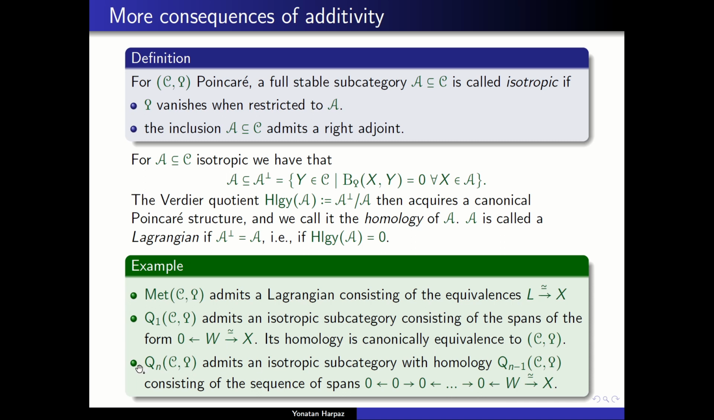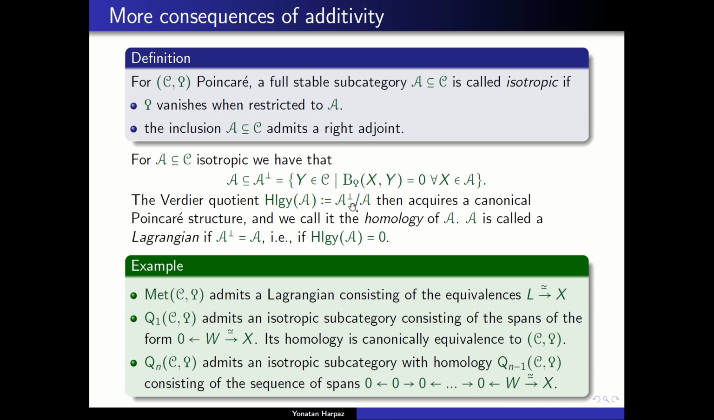And similarly, in Qn of C with Φ, there is an isotropic subcategory consisting of those sequences of spans which start from 0, they go 0, 0, 0, the 0 span, 0 span, 0 span, and the last span is of this form. So its second arrow is an equivalence. And the homology of this isotropic subcategory is Qn minus 1.